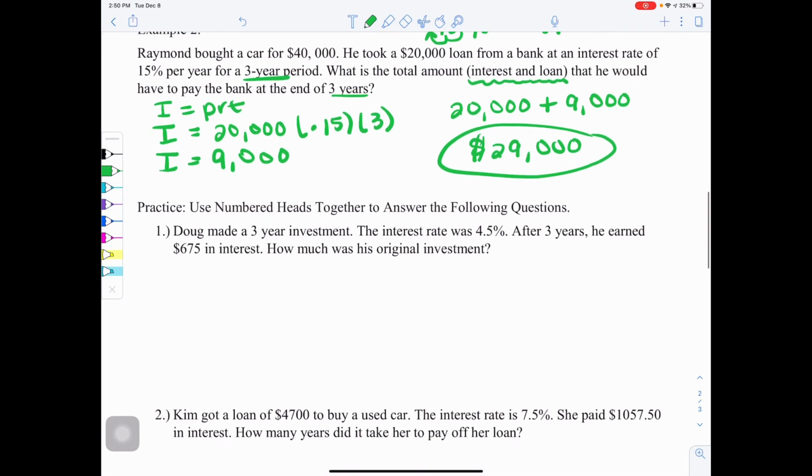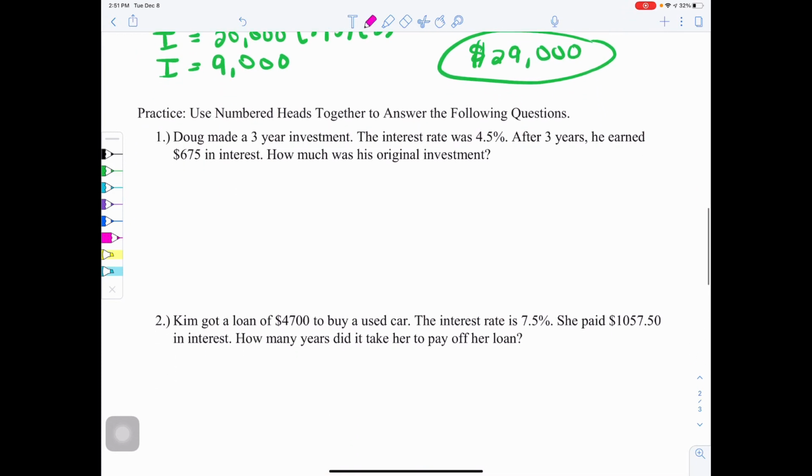Okay, looking at the practice questions, number 1, Doug made a 3-year investment. The interest rate was 4.5%. After 3 years, he earned $675 in interest. How much was his original investment? We're using I equals PRT. This time, they gave us the interest. So we want to plug in $675 for I. We do not know the principal.